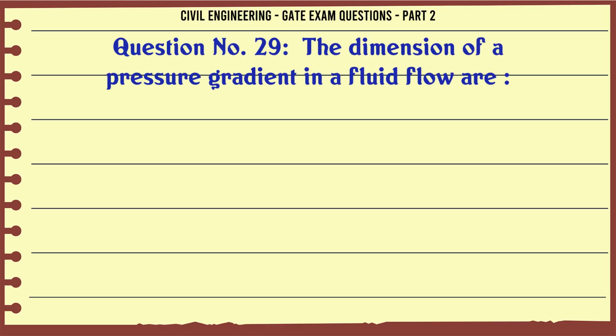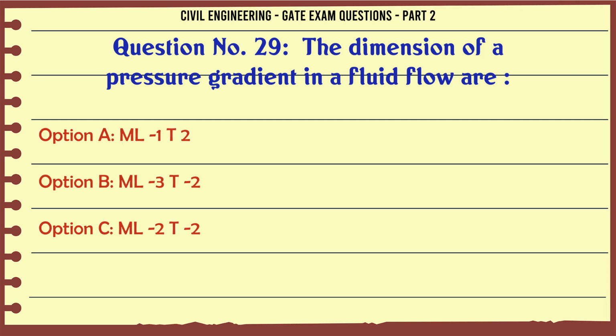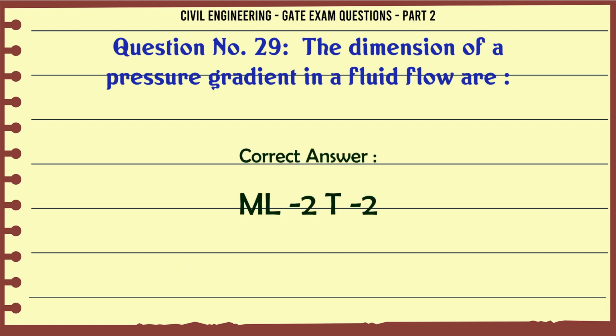The dimension of a pressure gradient in a fluid flow are: A. ML^-1 T^-2. B. ML^-3 T^-2. C. ML^-2 T^-2. D. M^1 L^-1 T^-2. The correct answer is ML^-2 T^-2.